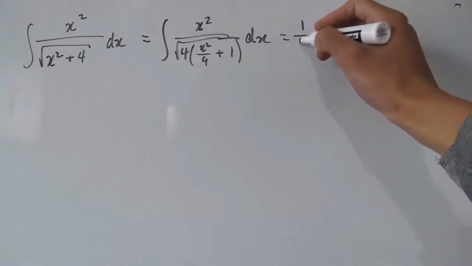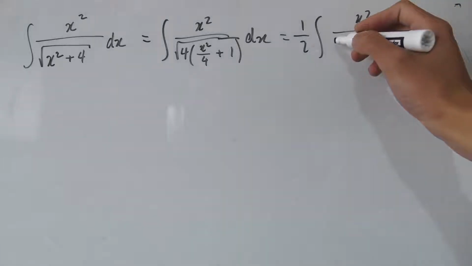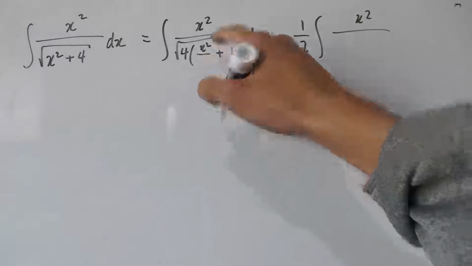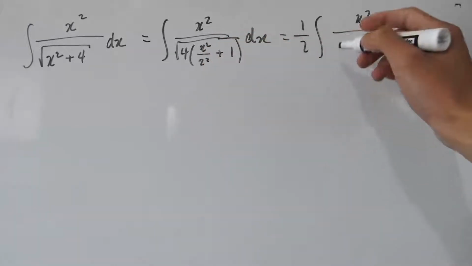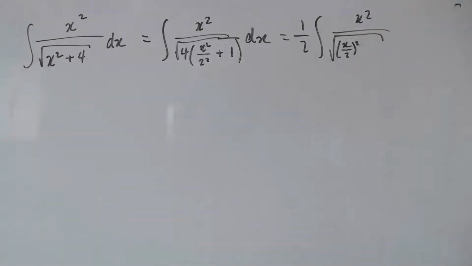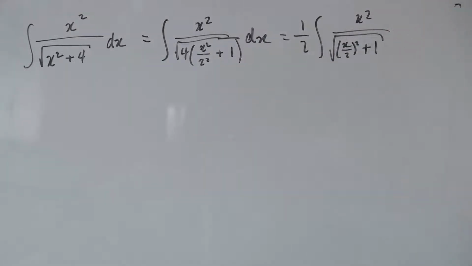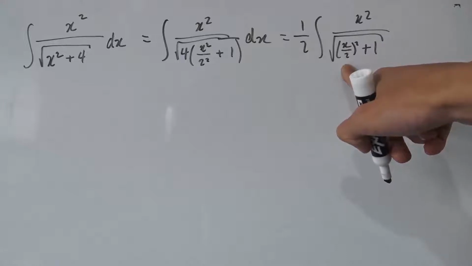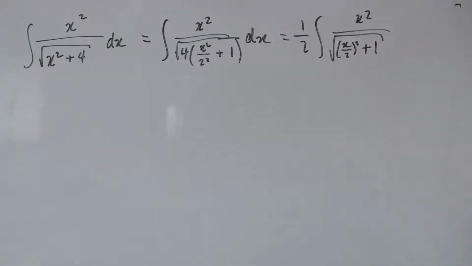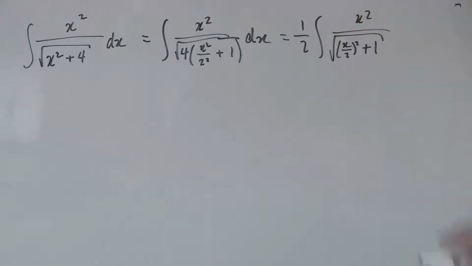So this becomes 1 over 2 times the integral of x squared over the square root of, and this 4 here we can write as 2 squared, so x over 2, but squared, and that's the same, and we put a plus 1 there. Notice that we have an x on 2 inside here. Ideally, we want this x here to also be x on 2, so when we do the substitution, things are more consistent. So let's force that to be a 2 somehow.